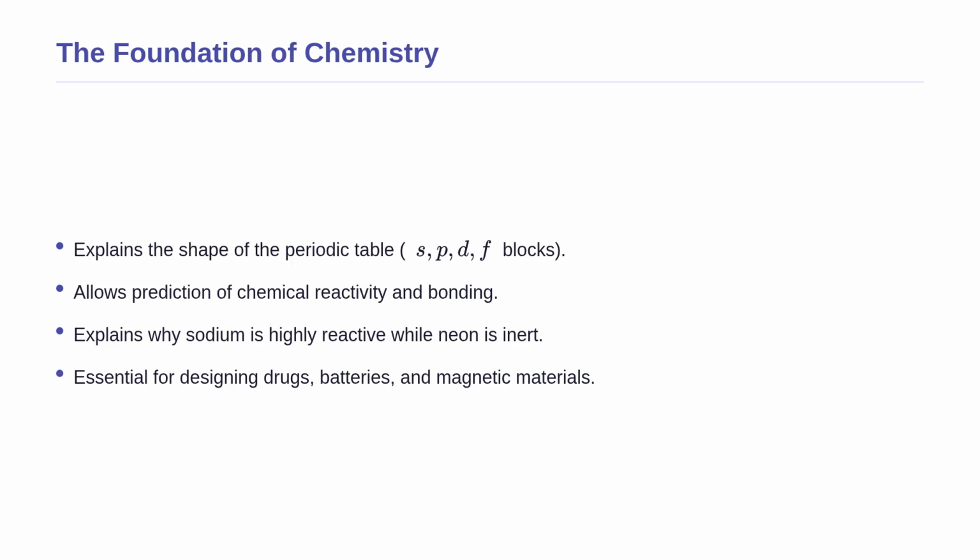Now that we understand both the rules and the exceptions, we must recognize why this matters. Understanding the Aufbau principle is the absolute foundation of all chemistry. It is the very reason the periodic table is shaped the way it is, divided into s, p, d, and f blocks. By knowing the outermost electrons, we can predict exactly how an element will behave in the real world. It tells us why sodium explodes in water while neon does nothing at all. Without this knowledge, we could never design new pharmaceutical drugs, create better batteries, or understand advanced materials.